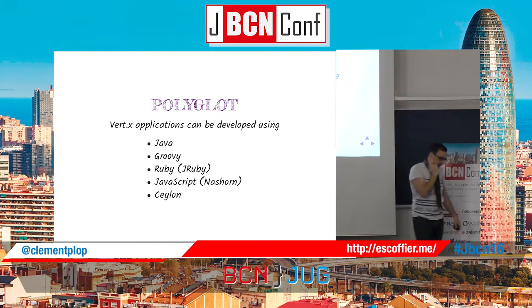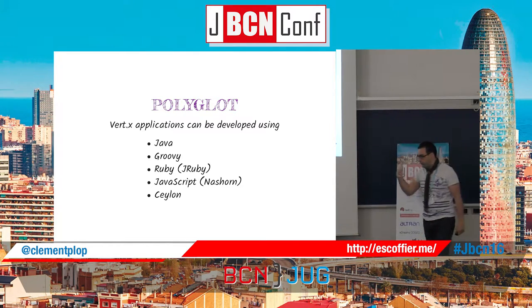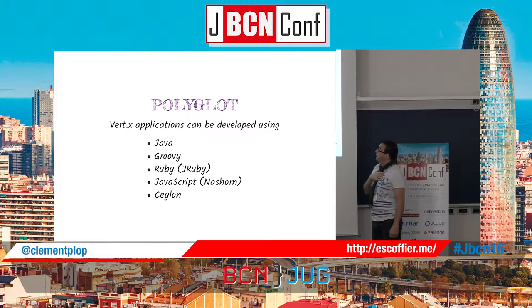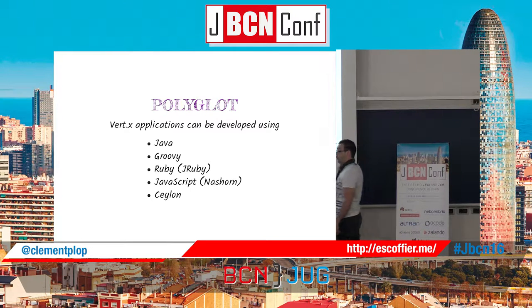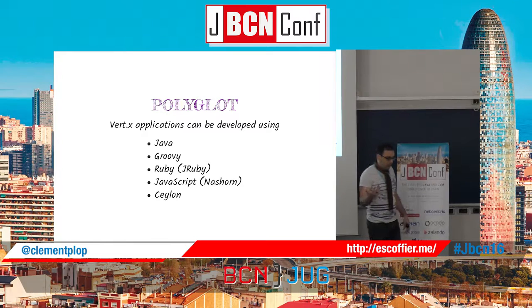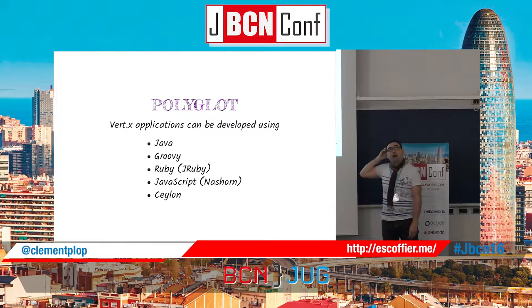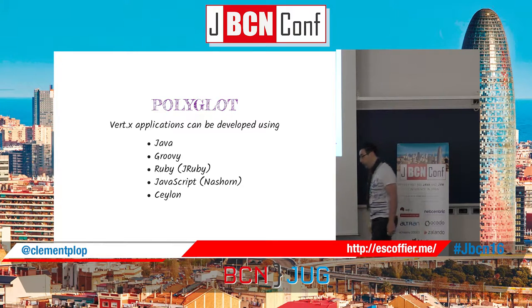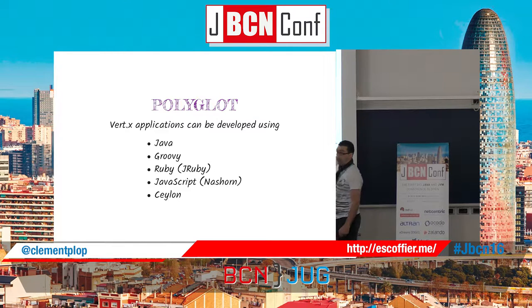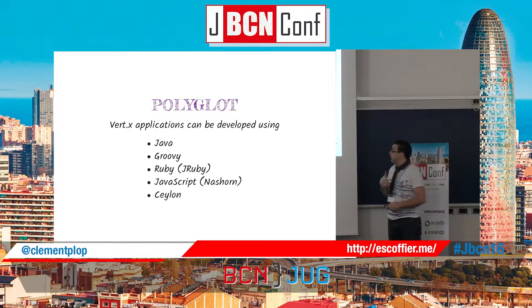Last point about Vert.x: Vert.x is polyglot. We won't see that in this talk. There is another talk where I focus on this. It runs on the JVM, but that doesn't mean it has to be developed in Java. It can be developed in Groovy, Ruby, JavaScript, Ceylon, or almost any language that executes on the JVM. Those are the official ones. We also have Scala, Jython, so Python, TypeScript, Kotlin, I'm forgetting a lot of them. That said, it runs on the JVM. So if you're looking at JavaScript, it won't be Node, it will be Nashorn. Be aware of this. It's a big difference, really different.